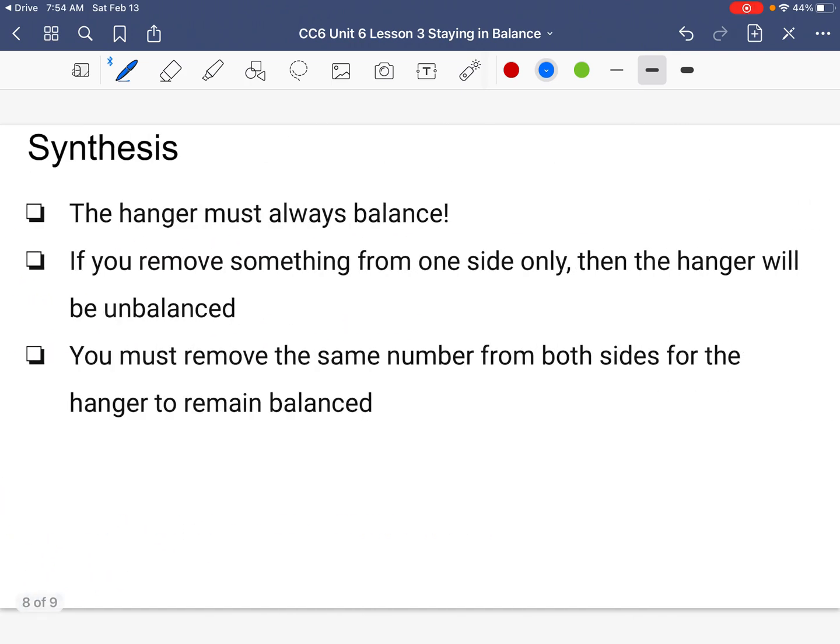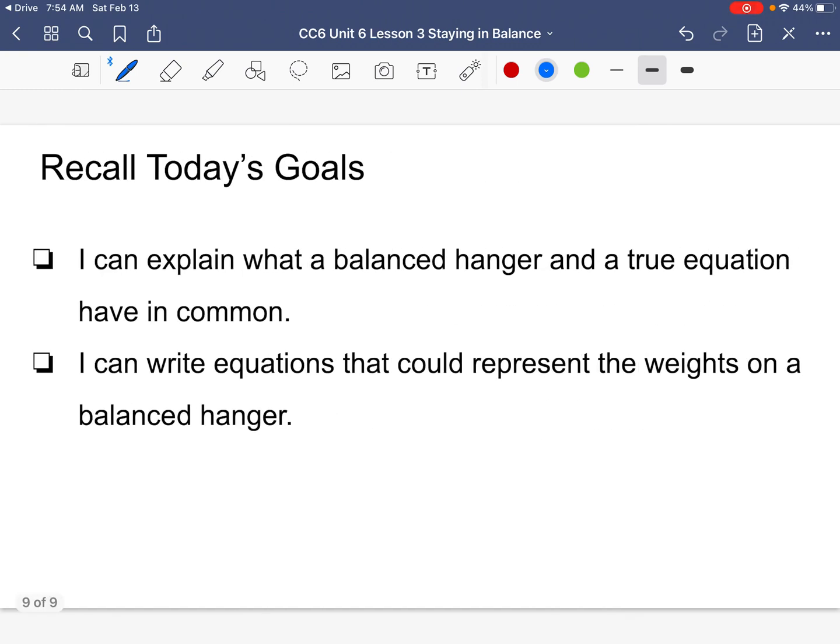So to summarize, the hanger must always be balanced. If you remove something from one side only, the hanger will be unbalanced. You must remove the same number from both sides for the hanger to remain balanced. So to recall today's goals, you saw what a balanced hanger and a true equation have in common, and you can write equations that could represent the weights on a balanced hanger. And that's the end of today's lesson.